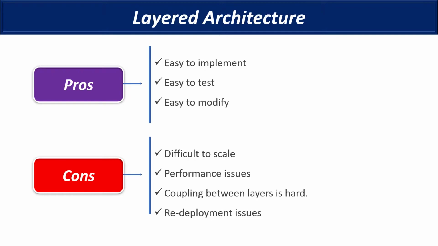So it is very easy to implement and very easy to test, because it is group-wise organized, and the components are all properly organized, and it is easy to modify as well. But it is difficult to scale, because sometimes there would be a huge number of groups and components, so it would get messed up, and it will be a little difficult to scale, and there would be a performance issue, because there are so many components. Always remember that if there are fewer components, there is good performance, but if there is a huge number of components, it is always a performance issue. And coupling between layers is hard, because there are so many layers, so the communication between them would be a little bit harder compared to normal architectures, and redeployment issues are also there.